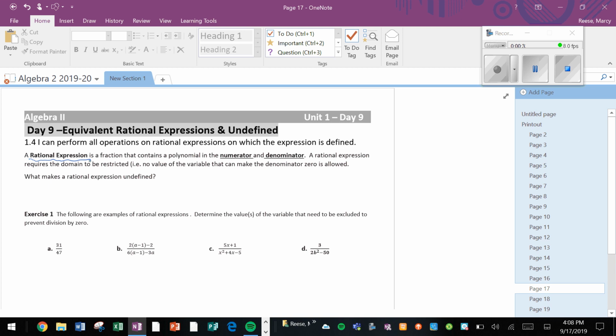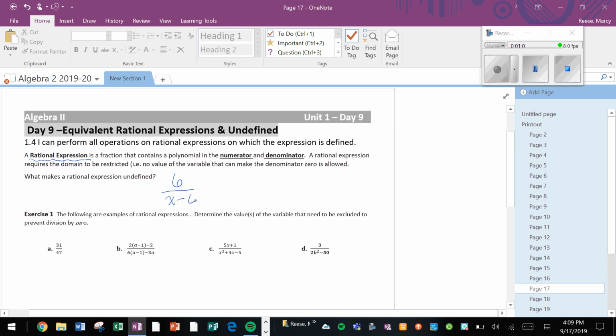A rational expression requires the domain to be restricted, which means no value of the variable that can make a denominator 0 is allowed. That's what a restriction is. So what makes a rational expression undefined? What makes a rational expression undefined? So let me say this to you.